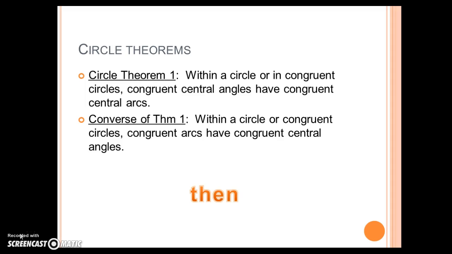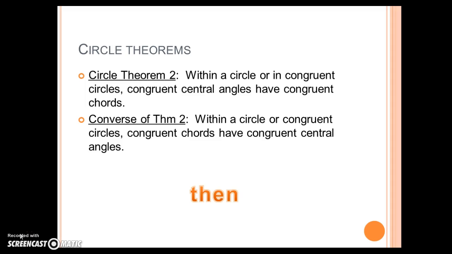The first one is, within a circle or congruent circles, congruent central angles have congruent arcs. And the reverse of that is true. If there are congruent arcs, they have congruent central angles. So if I know the central angles are congruent, then I know the arcs are also congruent.